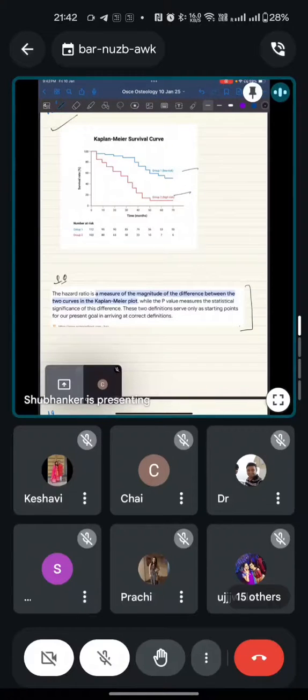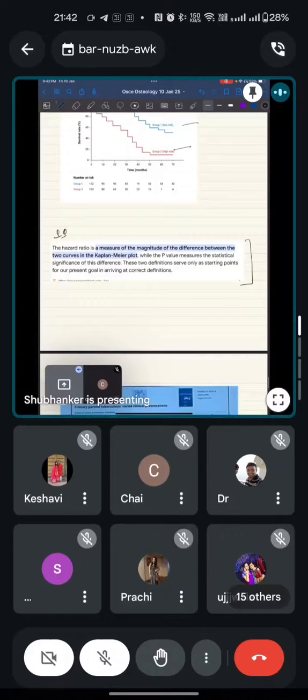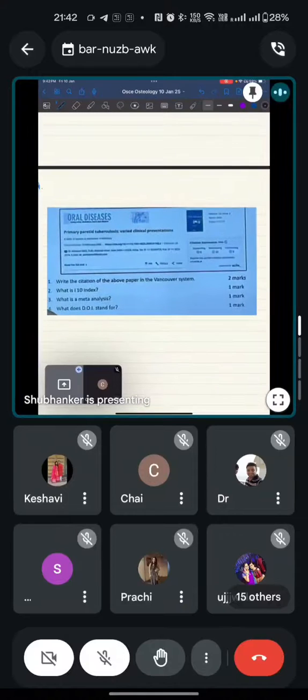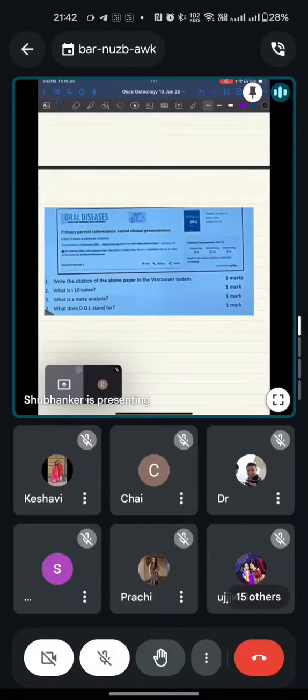So this can very well be given to you in the OSCE also: describe what that means. What is this graph measuring? Just see this, what all we discussed. This was asked two years back, and there is a very high chance that similar questions will be there.